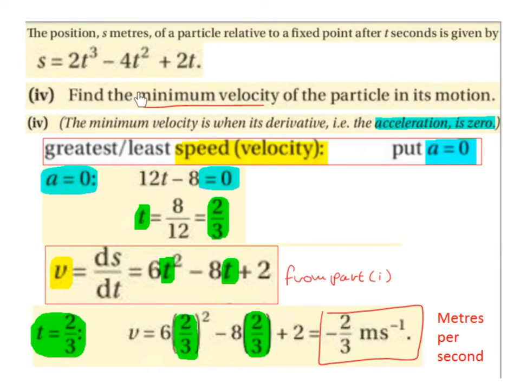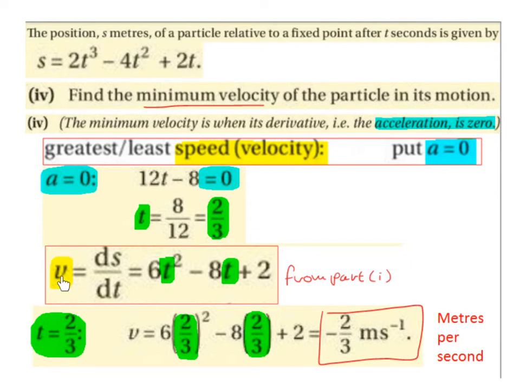Part 4. Find the minimum velocity of the particle in its motion. So the minimum velocity is when the derivative, i.e. the acceleration, is 0. So it's when we have a stationary point. For greatest or least speed or velocity, we put the acceleration equal to 0. We said that at the start of the example. So we let a equal 0. The acceleration is 12t minus 8, so we let this equal 0. Therefore t is going to be 8 divided by 12, which is 2 over 3.